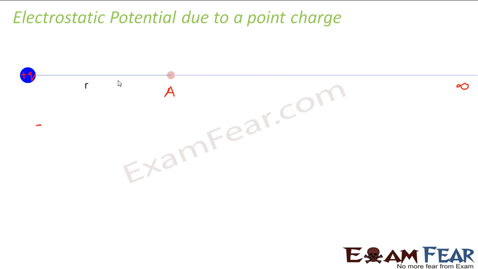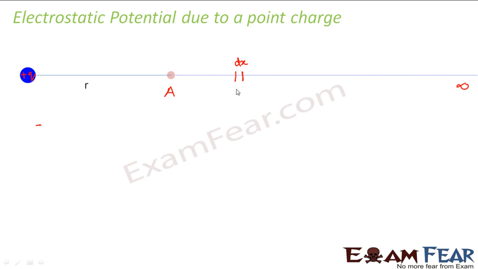Now let us suppose that this point A is at a distance R from this plus Q. So this is the distance of this point. So we have to calculate the electric potential at a point A, right? Due to the point charge. So let us see how do we calculate that. As we did earlier also, let us consider a small element of this entire distance. Let us consider a small element dx, right?